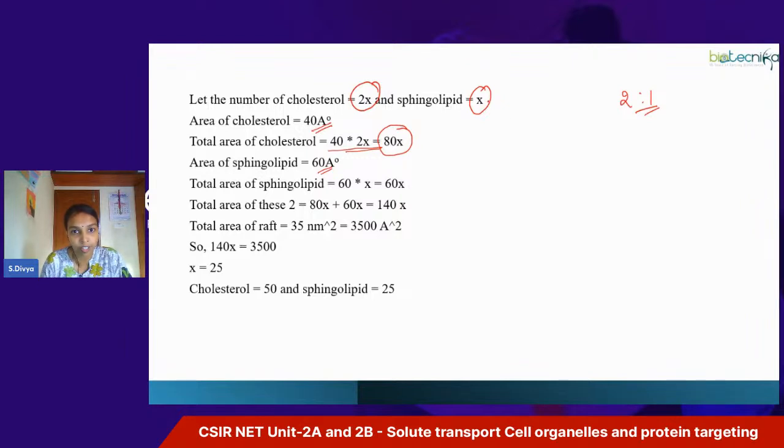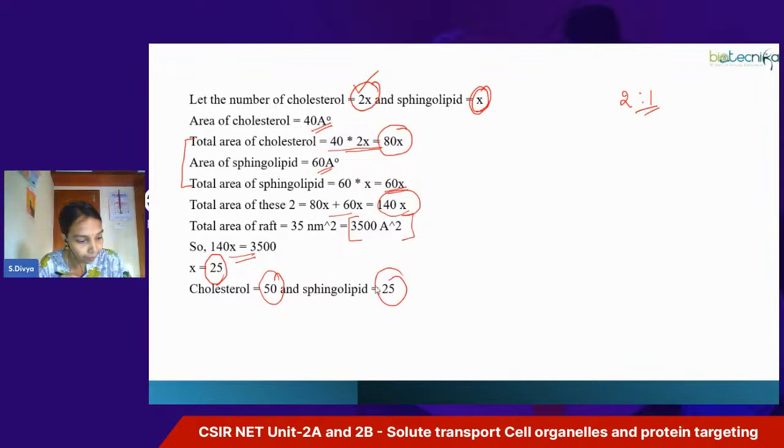So in the 2:1 ratio, we have taken this as x. Simply multiply. What you get? 60x. Okay. Now, if you take into consideration the total area, 80x plus 60x, 140x you are going to get. And it is already a known fact that the total area of the raft is 3500 angstrom square. So simply put it over here. Once you get x is equal to 25, all you need to do is multiply it with 2. So you are getting 50 and 25.